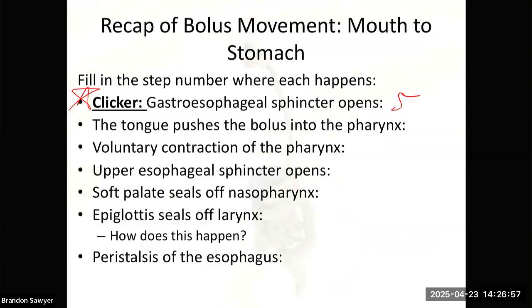When does the tongue push? I can just fill all these in so you guys can see this. Then we've got 3, 2, 2. And when does the epiglottis seal off the larynx? That's all in the same spot too, right? That's all happening at the same time as when the soft palate is doing that. And then peristalsis of the esophagus would be happening in both 4 and 5. So that's a way for you to process that.